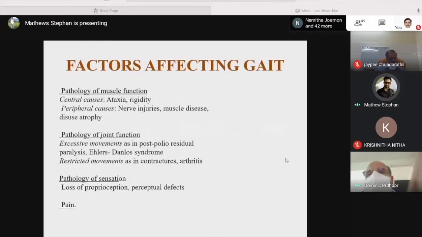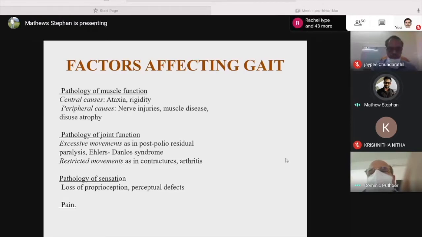Factors affecting the gait can be pathology of muscle function, pathology of joint function, or pathology of sensation, and pain. In pathology of muscle function, the central causes include ataxia and rigidity. The peripheral causes are nerve injuries, muscle diseases and diffuse atrophy. In pathology of joint function, there are excessive movements as in post-polio residual paralysis and Ehlers-Danlos syndrome, and restricted movements as in contractures and arthritis. In pathology of sensation, there is loss of proprioception and perceptual defects. Pain is another cause affecting the gait.